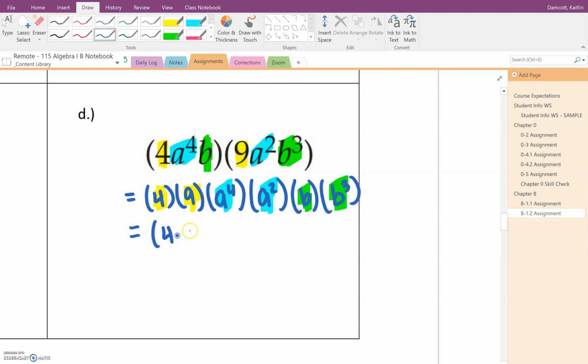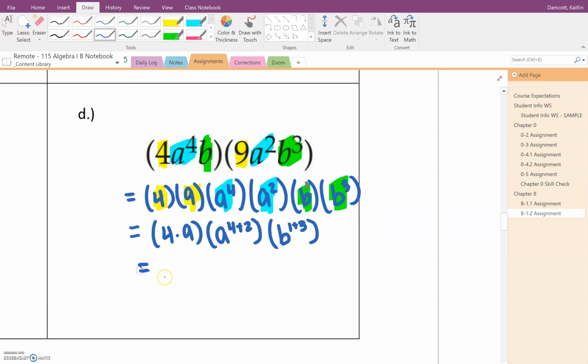We've got 4 times 9. That's going together. We want to do a to the fourth times a to the second. For that, we have to add the exponents, so 4 plus 2. And then same thing with these. It's a phantom 1 on the b, so we want to keep the base, so we'll have a b. And then we're looking at 1 plus 3. We are adding those exponents, 1 plus 3. So anytime you multiply powers, you add the exponents.